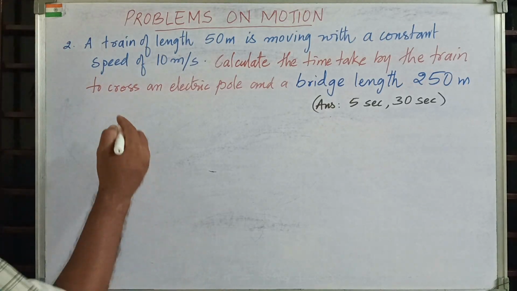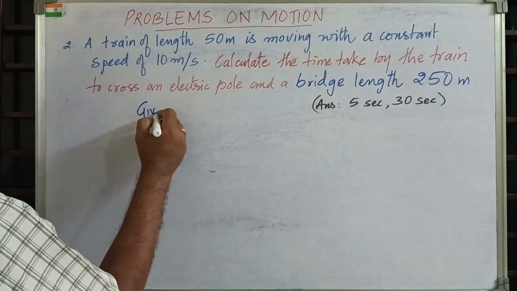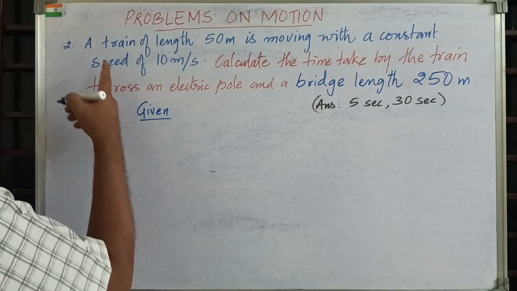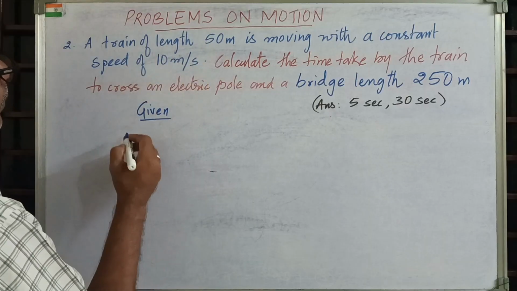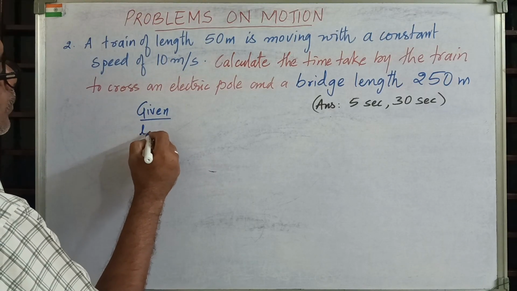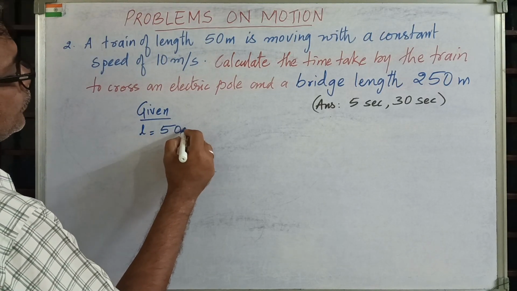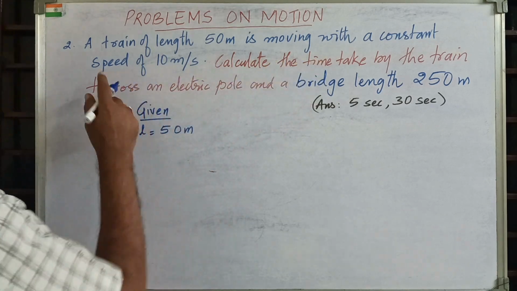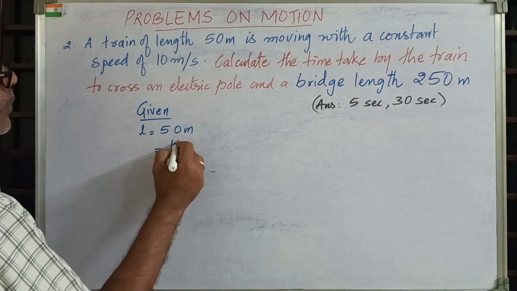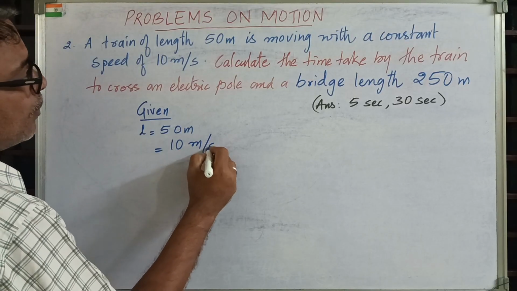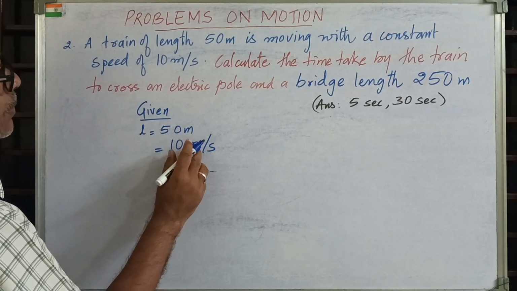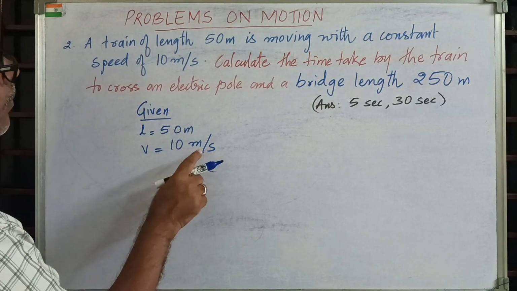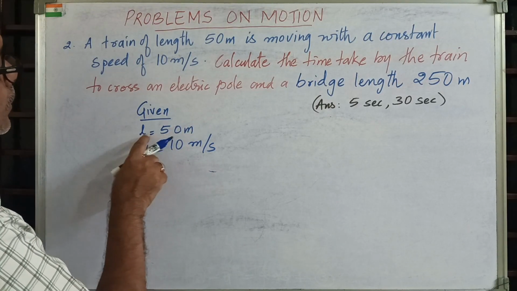So whenever you do problems, better you take down the given values. So what is a given value? First case, train of length 50 meters. So length is equal to 50 meters. Good, very good. Then what else? Moving at a constant speed of, see, it is 10 meters per second. By looking at the units also, you can simply decide that it is speed, because it is distance by time. What is the unit here? Meter, means it is length.